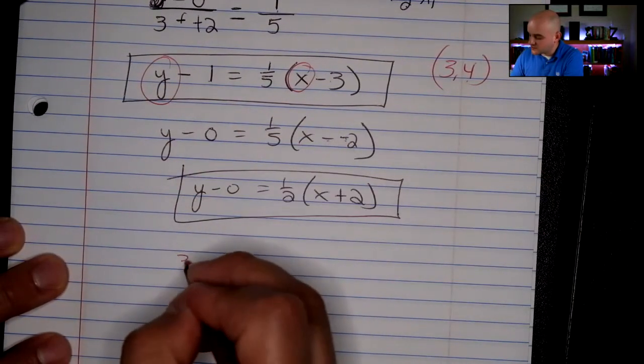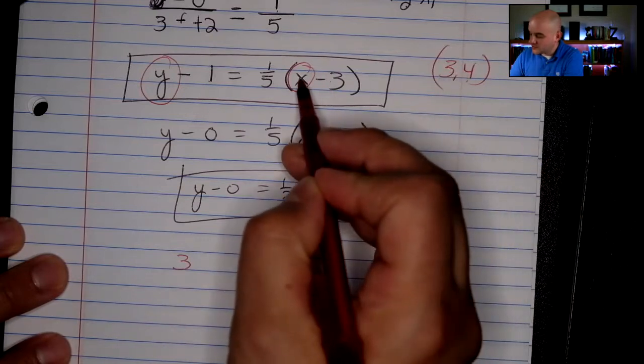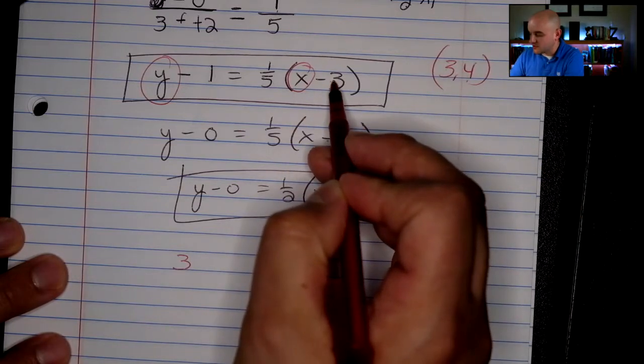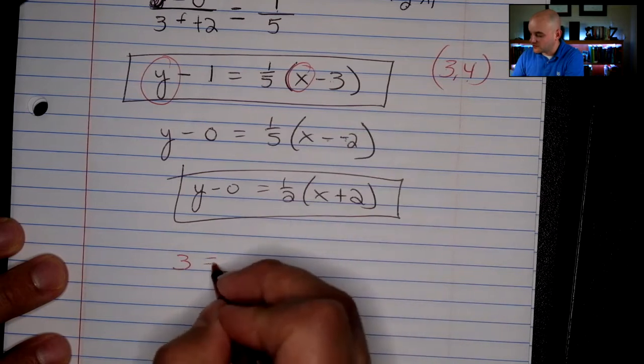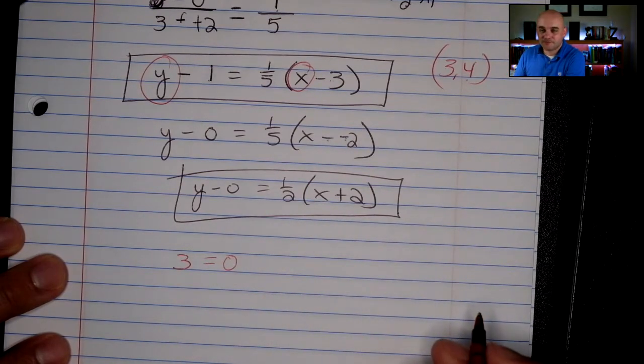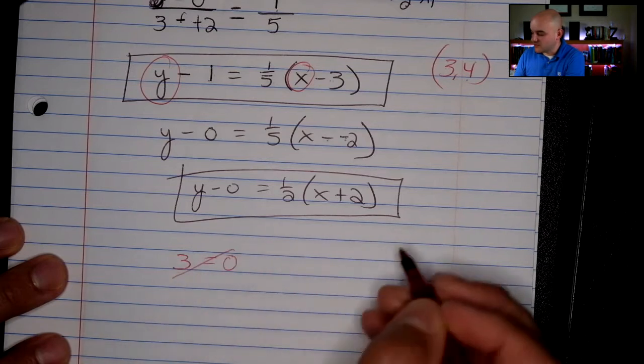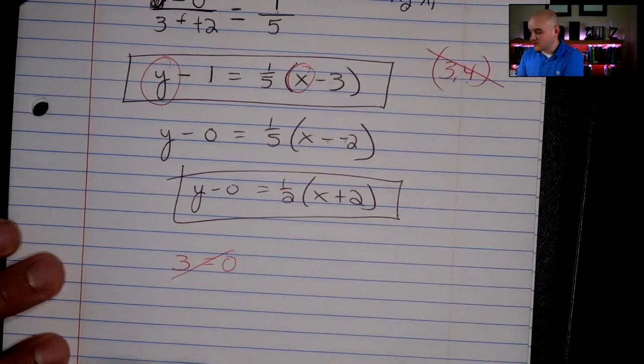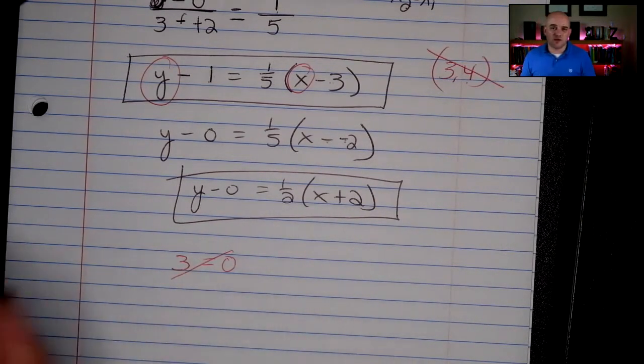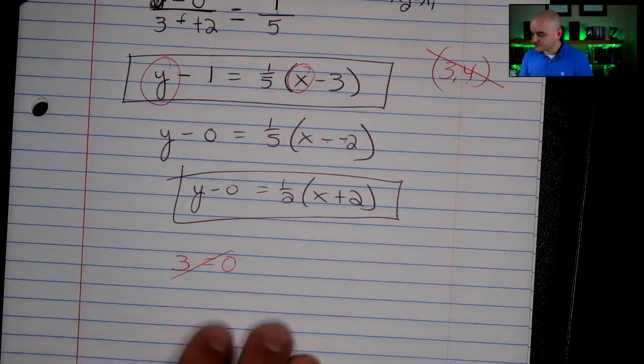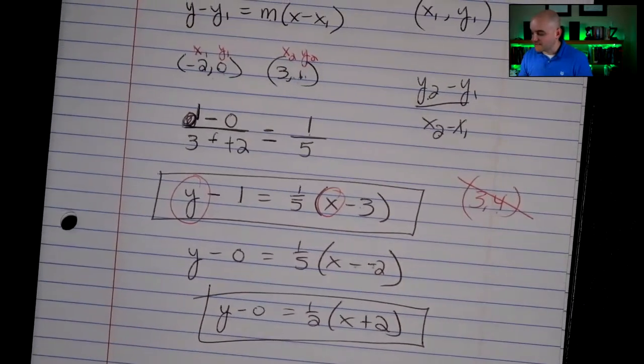4 minus 1 is 3. And then putting the 3 in right here, I get 3 minus 3 is 0, and 1/5 of 0 is 0. Do I get a true statement? I don't. 3 does not equal 0. So you can say 3, 4 is not on the line. This doesn't just work for lines, it works for circles, ellipses, parabolas. There's always going to be those 2 variables in the equation, and you can see if a point lies on the graph just by plugging in a point and seeing if you get a true statement or not. So we'll see that come up a lot, all right?